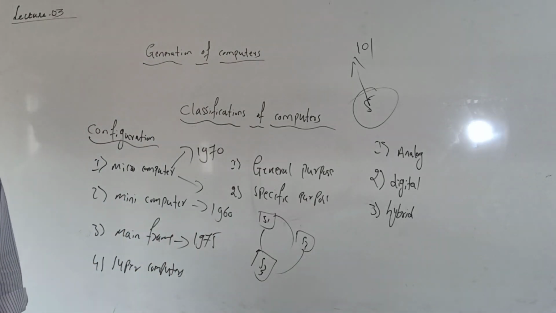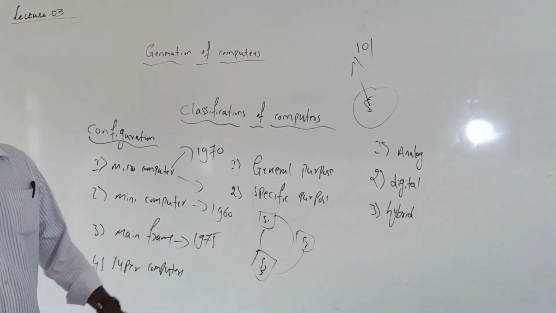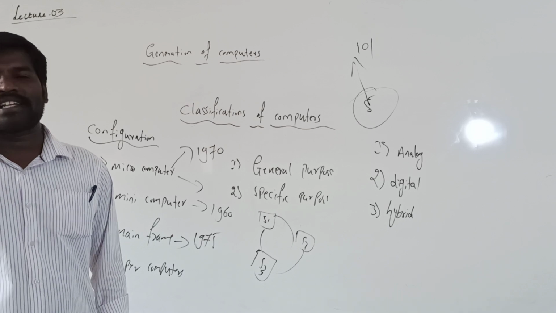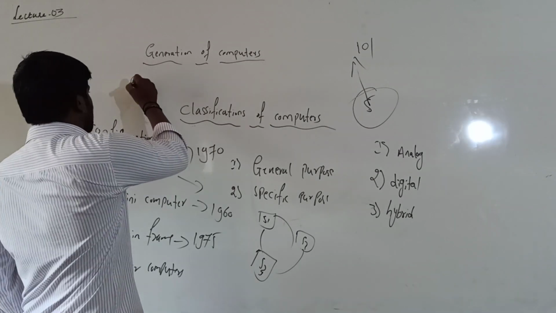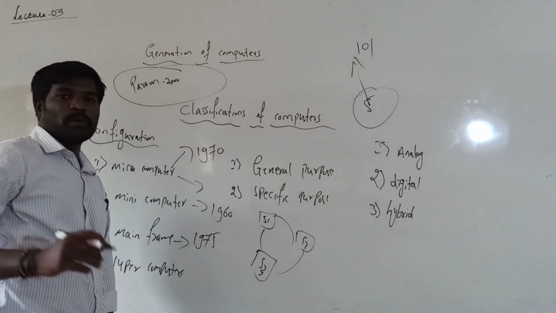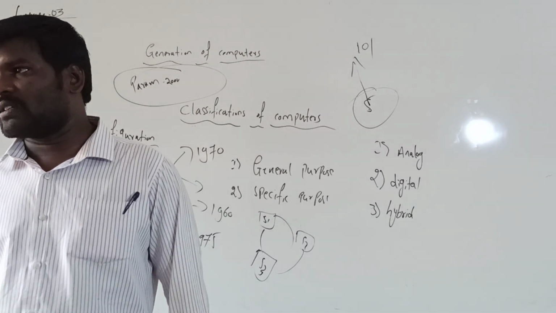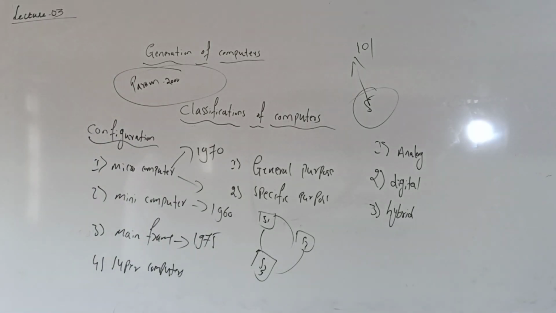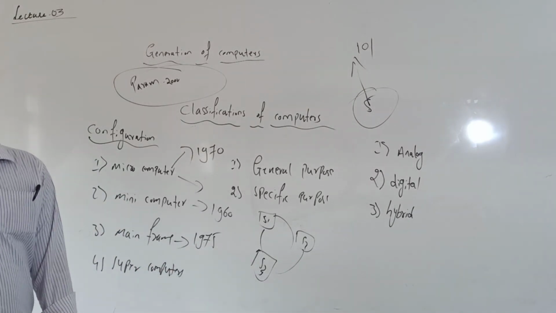The last one is the supercomputer. Supercomputers are mainly used in the fields of research and robotics technology. Even India has a supercomputer, that is Param 2000. This is India's supercomputer name. Supercomputers are mainly used in robotics, science and technology, and normal systems do not belong to the supercomputers.